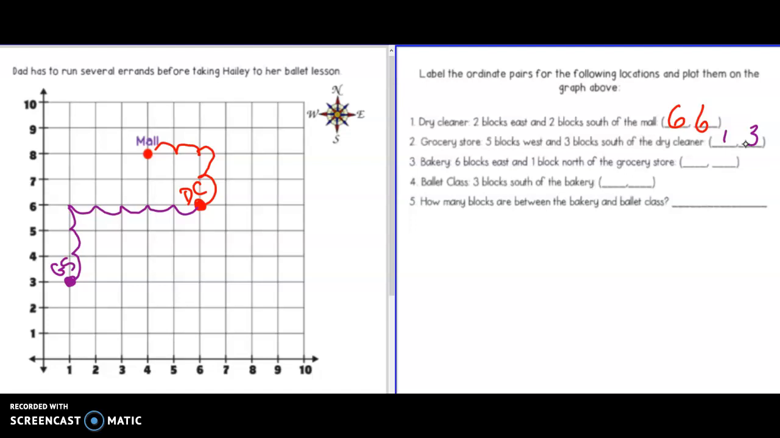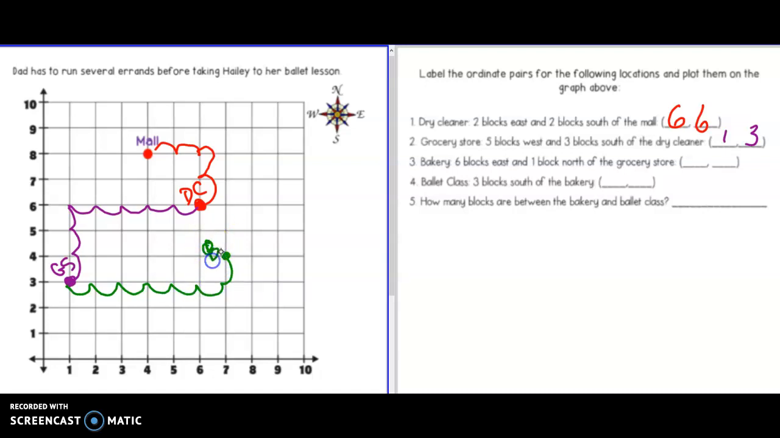The next stop that Dad has to make is the bakery, and the bakery is 6 blocks east and 1 block north of the grocery store. So we have east and then north. We're going to go 6 east, so new color here. 1, 2, 3, 4, 5, 6, and then 1 north. Boom, right there. That is the bakery, and the bakery is at 7, 4.